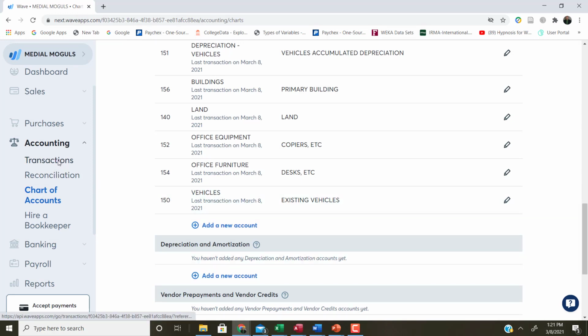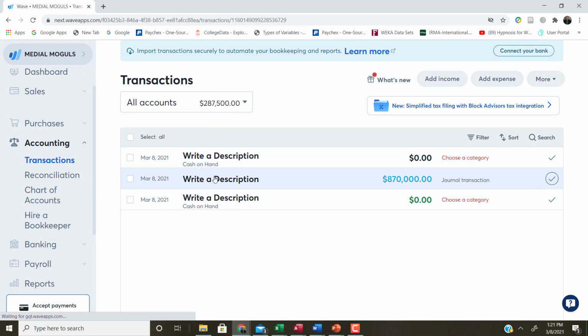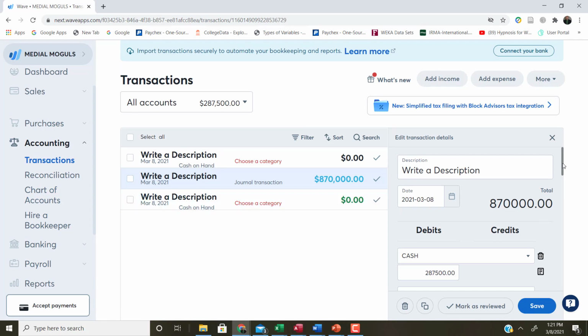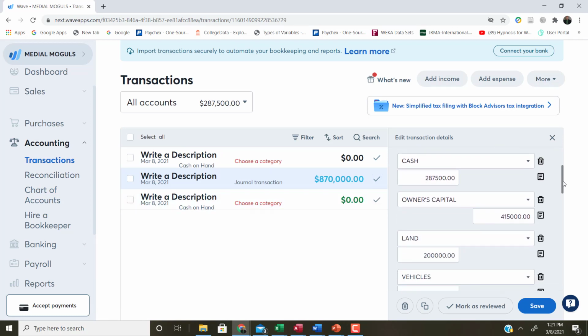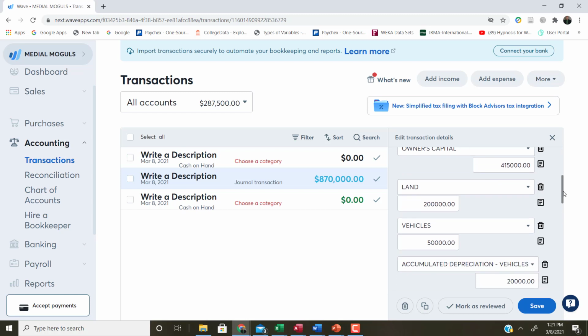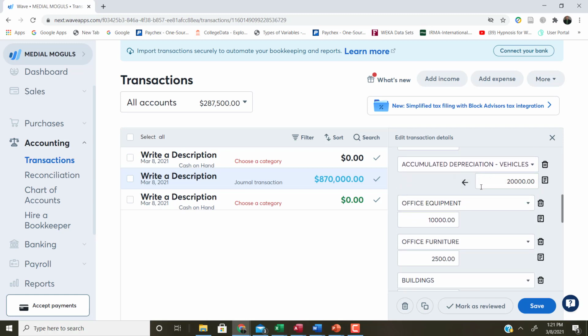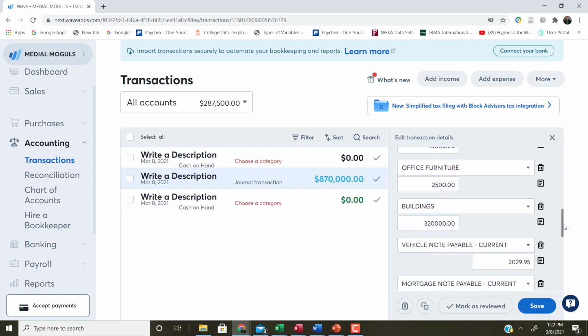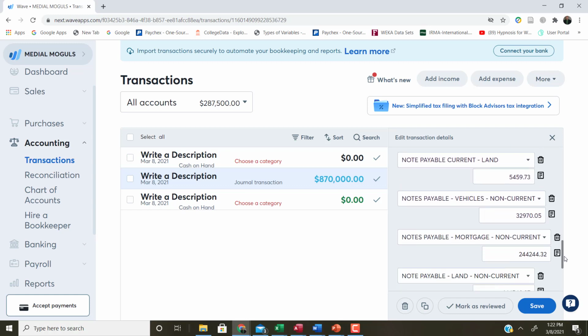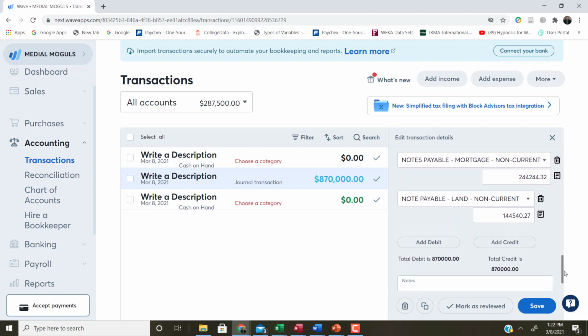Okay, so go back to this. Let's go back to the transaction itself. This is the transaction. And what I did was I just went through and I picked up the numbers that were on the trial balance because this is your opening entry. And so I went down through here and the land is 200,000, vehicles is 50,000. And I just put all of this stuff in. There's a 20,000 credit for accumulated depreciation. So notice it pops up over here. Office equipment, office furniture, and these are the assets, right? And now here are the liability side.